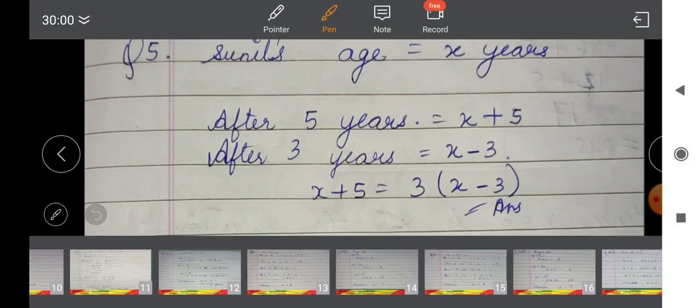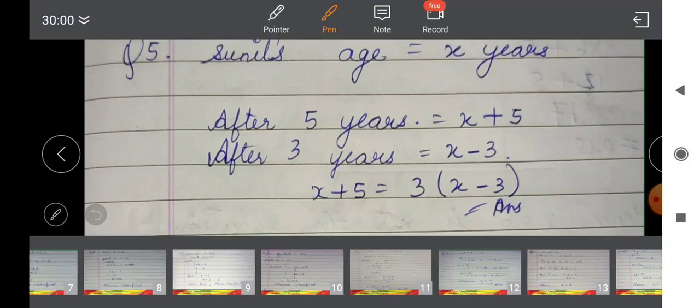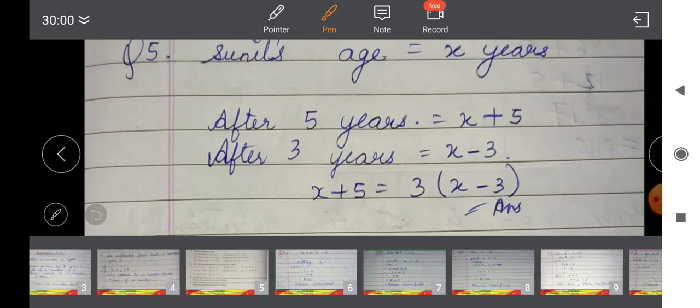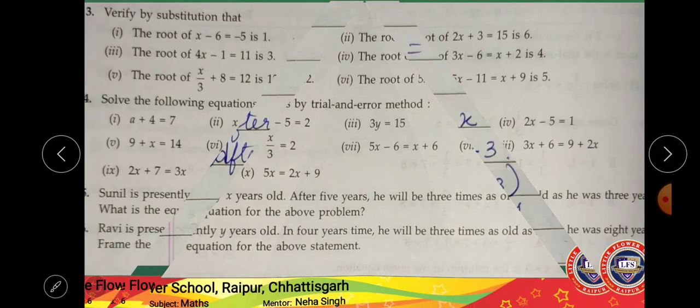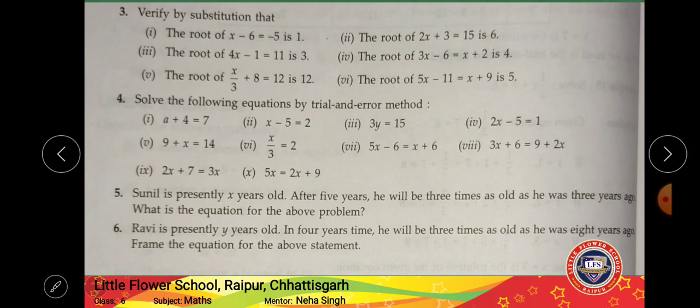Now coming to the fifth question. What you have to do is find the equation for this also. Sunil is presently x years old. After 5 years, he will be 3 times as old as he was 3 years ago. What is the equation for the above problem? First, Sunil is presently x years old, so the age of Sunil now is x years.